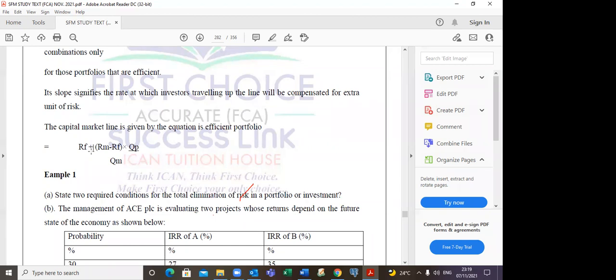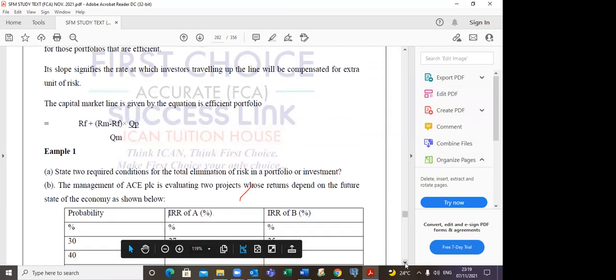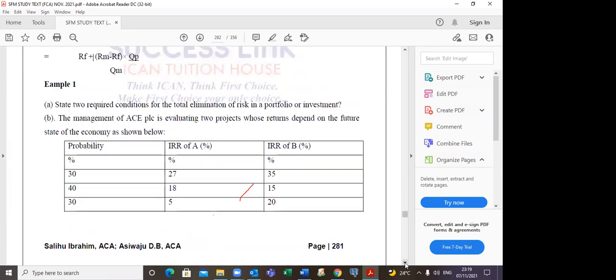Let's look at this example. State two required conditions for the total elimination of risk in a portfolio or investment. Can you tell me the two conditions? I told you that for an investor to eliminate risk, the correlation coefficient of the investment must be either negatively correlated or zero correlated. These are the two conditions. When you have the correlation coefficient to be negative or to be zero, then there is elimination of risk. Okay.